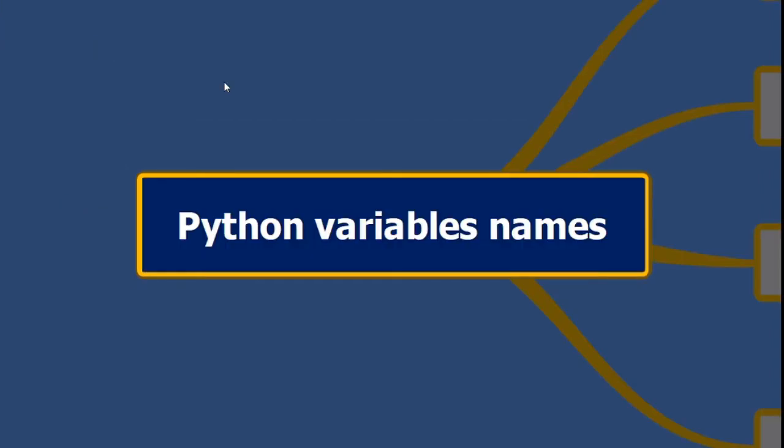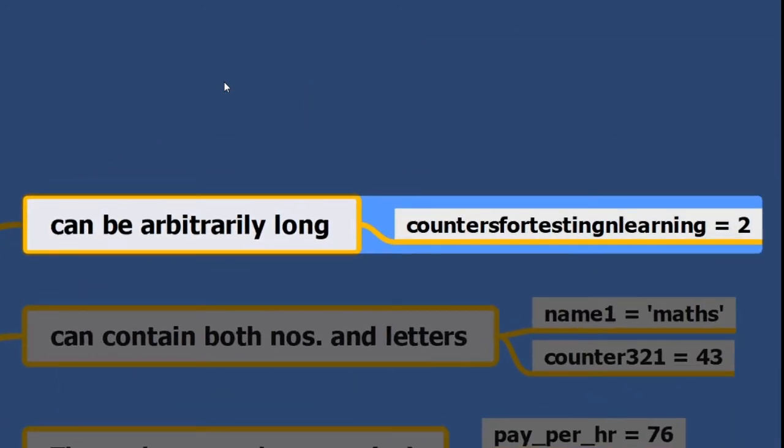To use these variables, we need to label them so that we can refer to them in the program later on. Labeling these variables is generally guided by a set of rules. So let's see what those rules are. A variable name can be arbitrarily long. For example, consider this name, counters_for_testing_and_learning = 2. So it creates an integer data type variable when the name is quite long. Generally, it is not desirable to have such a long name because it creates confusion when you are writing a program.